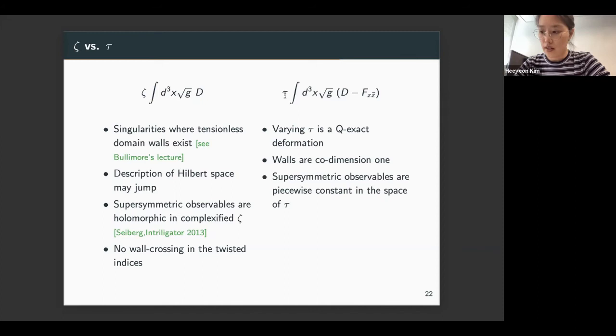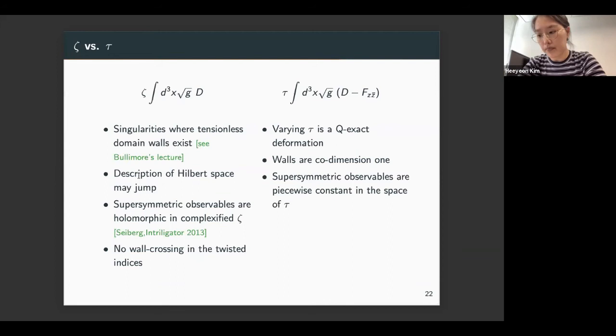The walls of this type have been discussed in Matt Bullimore's lectures last week. For example, you can see that in the space of the parameters, there exist certain singularities where some tensionless domain walls exist. And as Matt discussed, the description of the Hilbert space may jump as you cross the walls in these parameters.